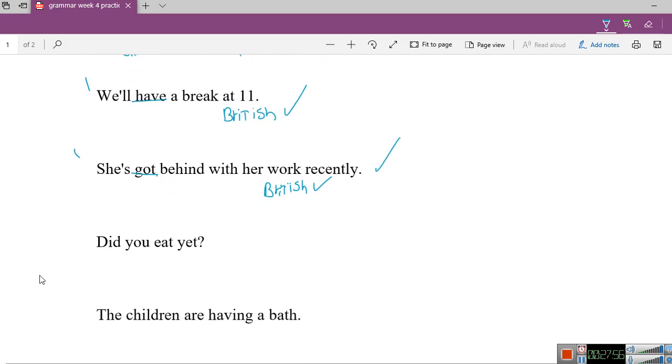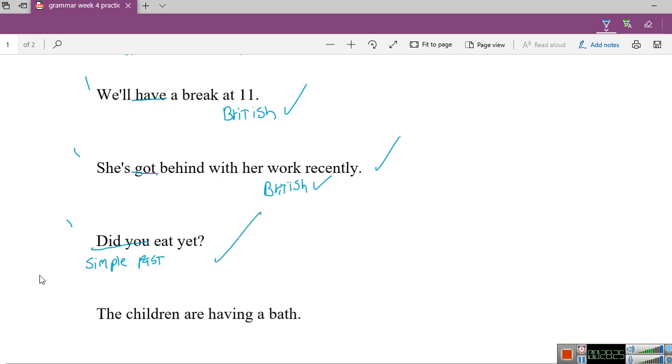And this is the last one. No. Did you eat yet? Is it American or British? American, I think. Yeah. So we have did you. This is simple past. So very good. American. And the last one. The children are having a bath. Is that American or British?